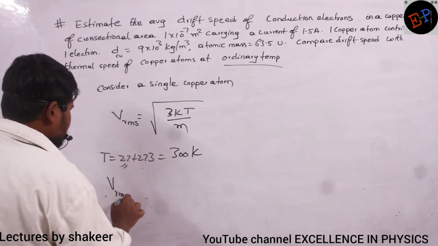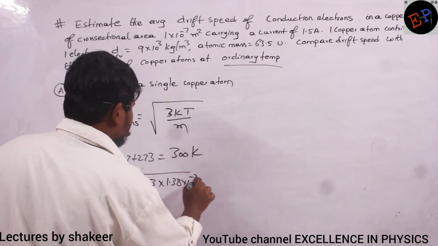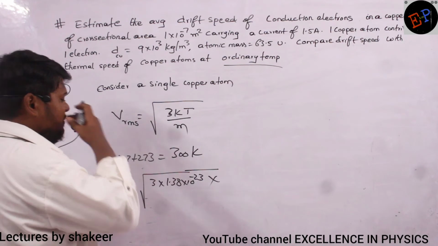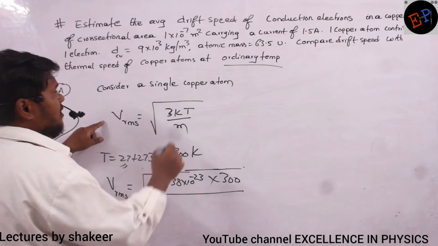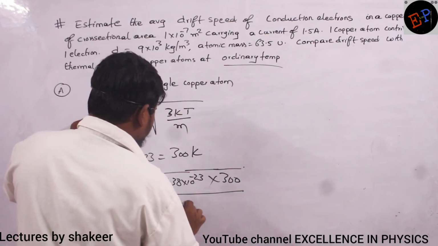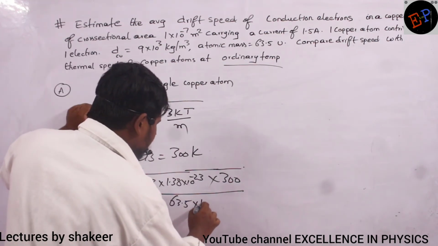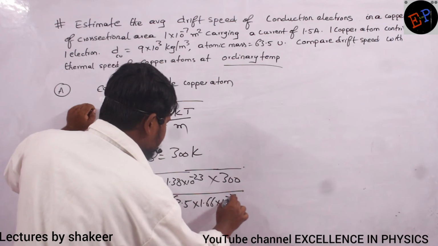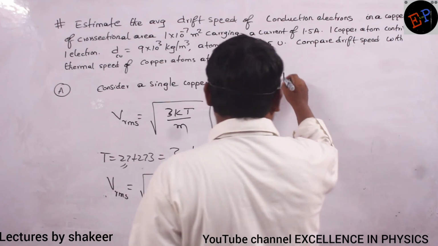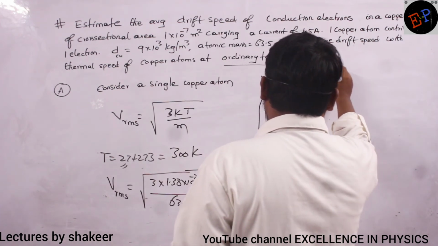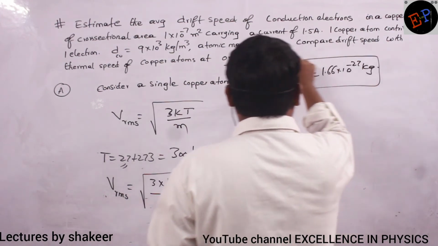So Vrms is equal to square root of 3 into k value 1.38 into 10 power minus 23 multiplied by temperature 300 divided by mass. What is the mass of a single copper atom? 63.5 atomic mass units. One atomic mass unit is how much? 1.66 into 10 power minus 27 kg. 1 AMU is equal to 1.66 into 10 power minus 27 kg. This value you should always remember.